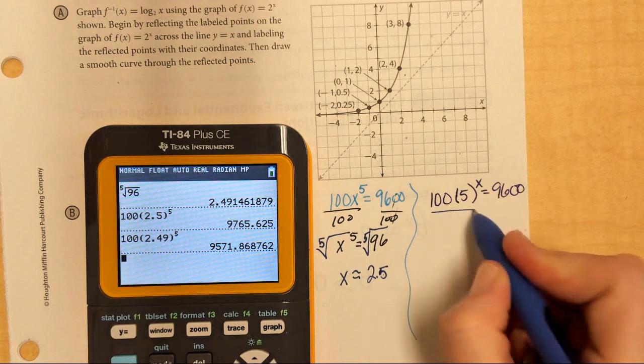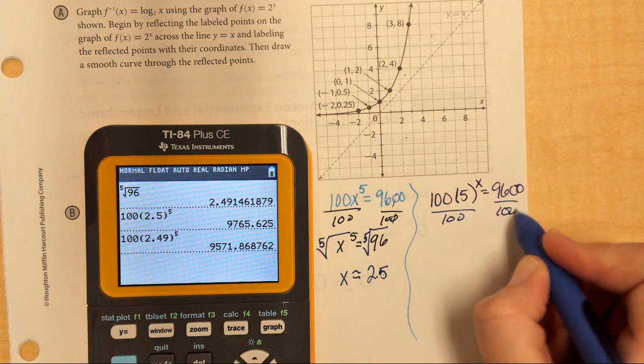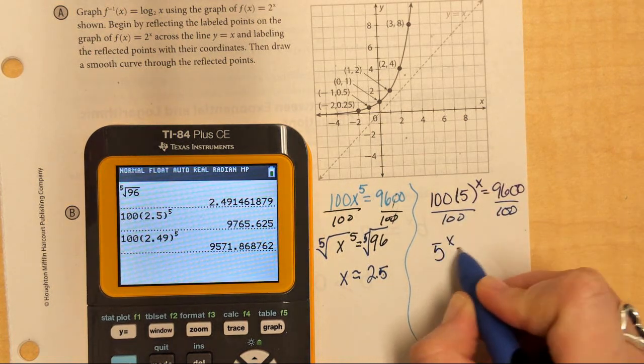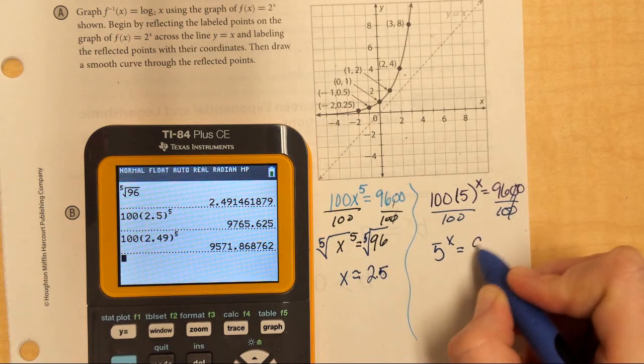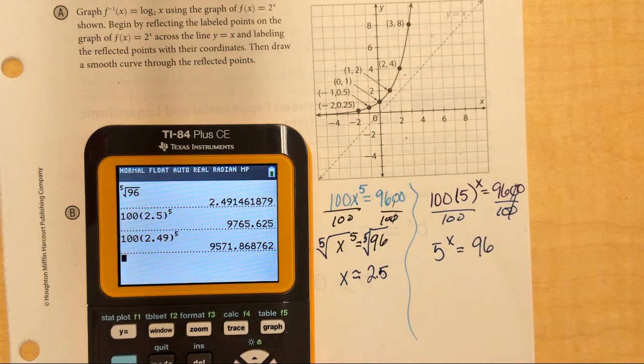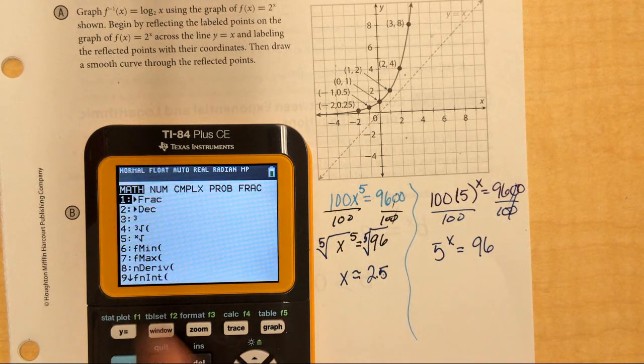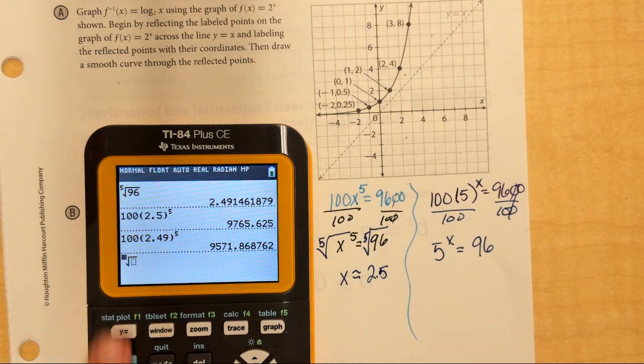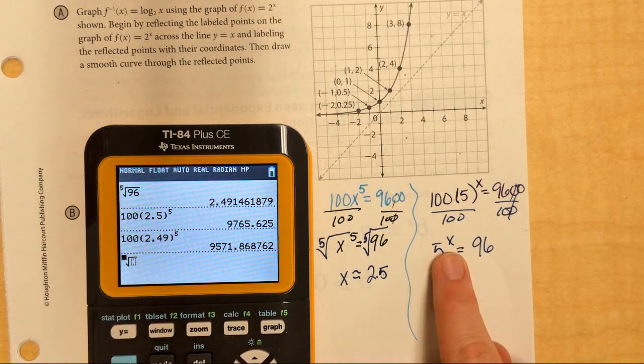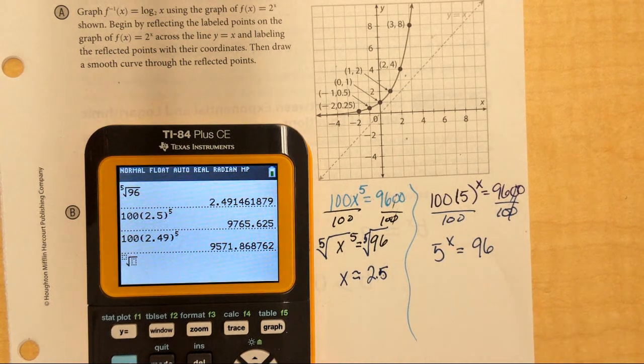Yet, the first step is still the same. I'm going to divide by 100, so I get 5 to the x. Again, I'm going to get 96. But now, there's no x root. Yes, when you go to math, there's the x root right there. But it's not really an x. When you hit enter, it asks for what root, and we don't know. We don't know what root to take because we don't know what the exponent is.